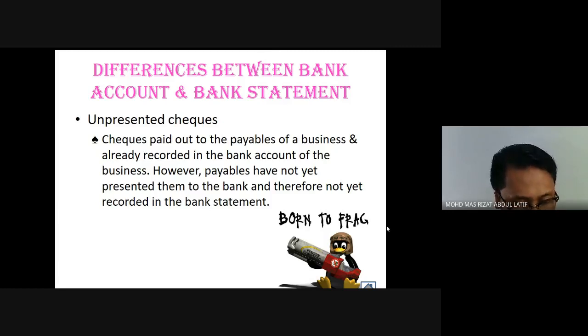That is when checks are drawn for payment and sent to accounts payable. The record in the business books has been made, but for some reason, the check has not been presented to the bank for clearance. Meaning to say the business has already written a check and sent the check to the payable to pay the amount due to them.